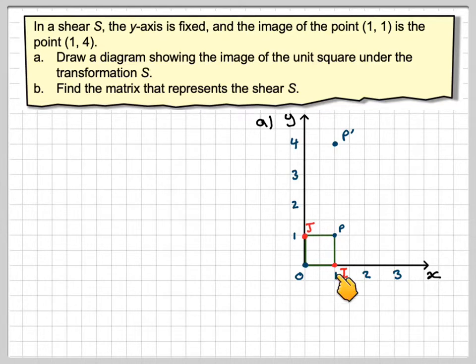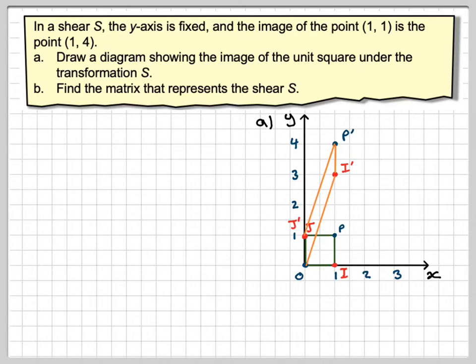Which means, because the y-axis is fixed, I will move to this point here, which is going to be (1, 3). That becomes I dash. J stays put, so that stays as J dash because the points on the y-axis are fixed, and O stays where it is. If we now join those up, we get that sort of shape. So it's like the shape's sort of been pushed upwards, keeping this point fixed.